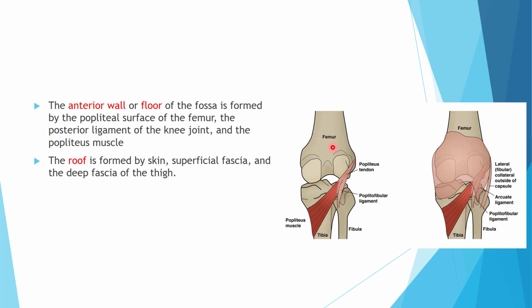What are the contents? Number 1, the popliteal surface of the femur. Number 2, the posterior ligament of the knee joint or the popliteofibular ligament. And number 3, the popliteus muscle. The roof is formed by the skin, superficial fascia and the deep fascia of the thigh.